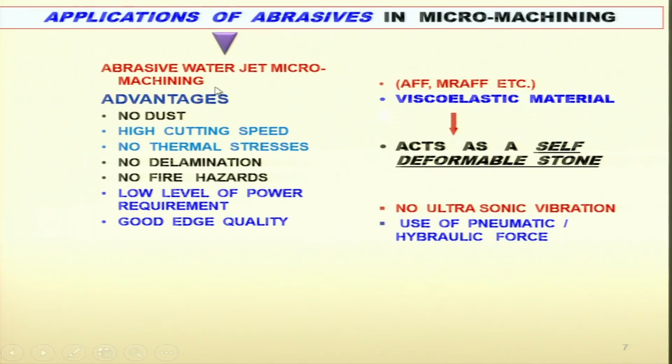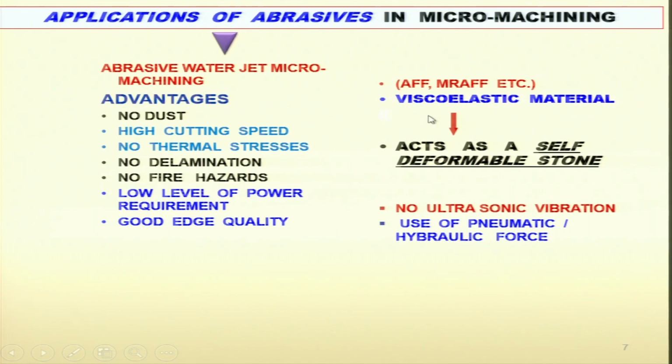Abrasive water jet micromachining. Advantages of this abrasive water jet micromachining are: you don't have dust, no dust, high cutting speed, no thermal stresses, no delaminations, no fire hazards, low level of power requirement compared to other machining or cutting processes, and reasonably good edge quality. I don't say very good edge quality, we will see it.